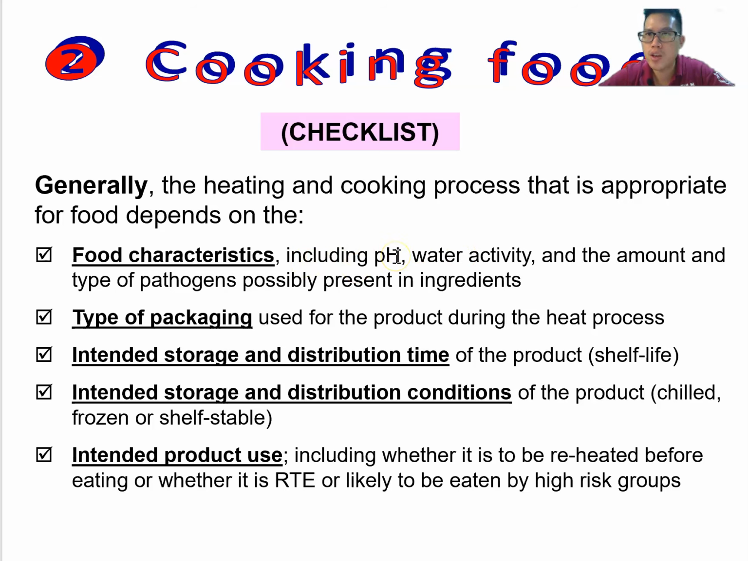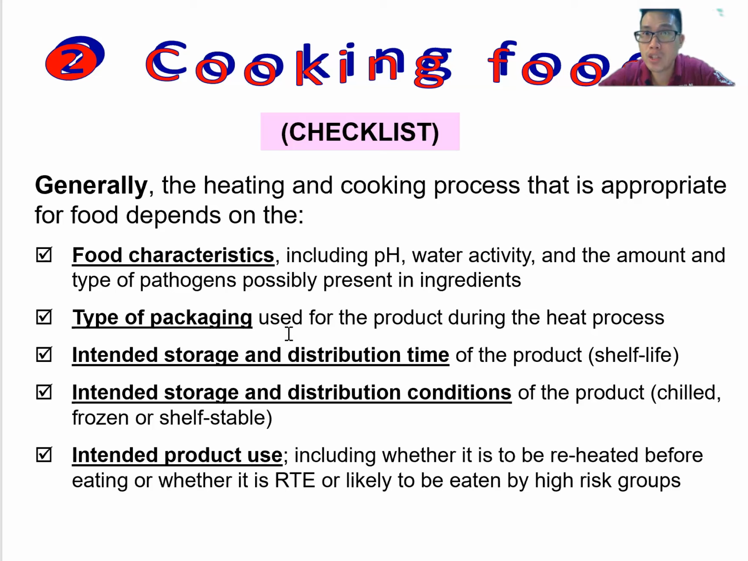Whereas for pH, if the pH is low, slightly more acidic, bacteria or microorganisms don't really like to grow there. So it really depends on what kind of food you are cooking, so that you can have proper risk management. Type of packing used for the product during heat processes is very important. How are you actually cooking them?